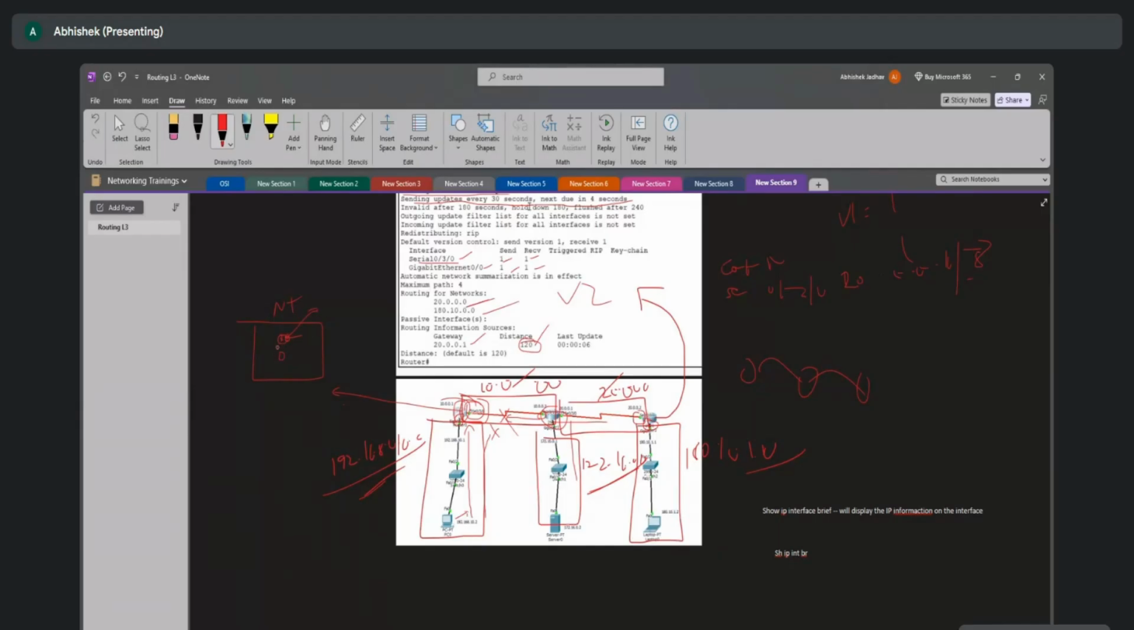Based on that, they will verify. And how will they verify that? They are not going to configure anything. They are going to type this simple command, show IP in brief. That's it. Once they type this command, they get everything.